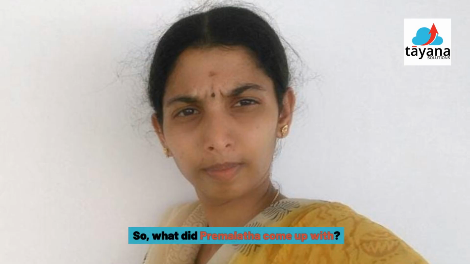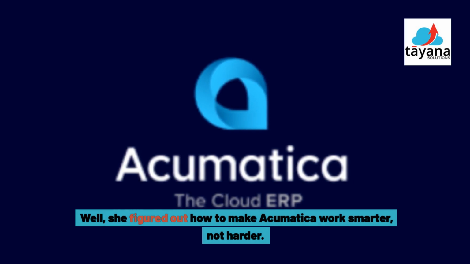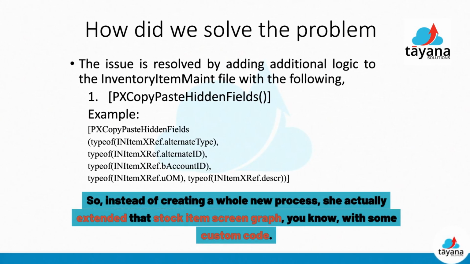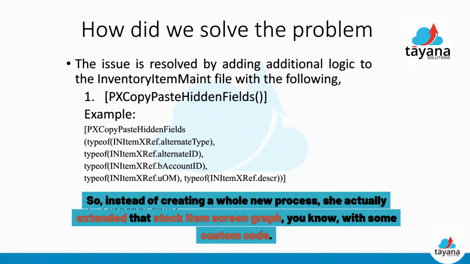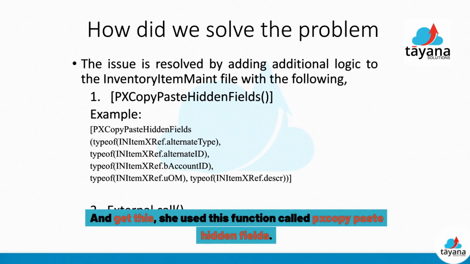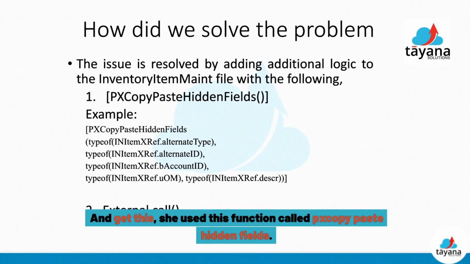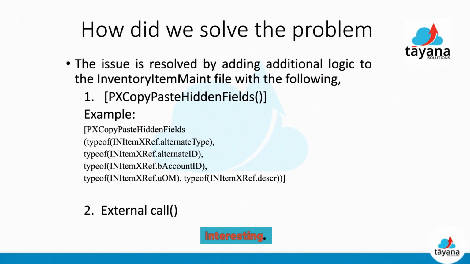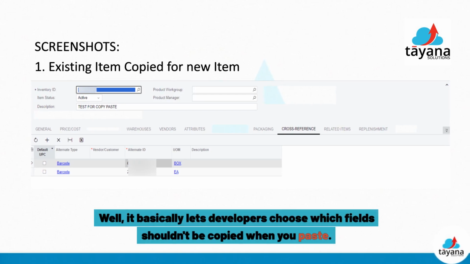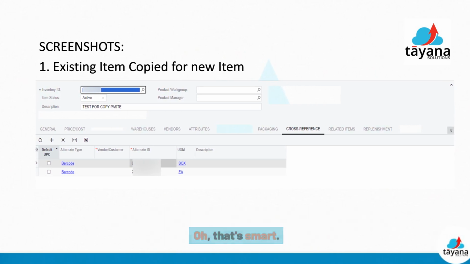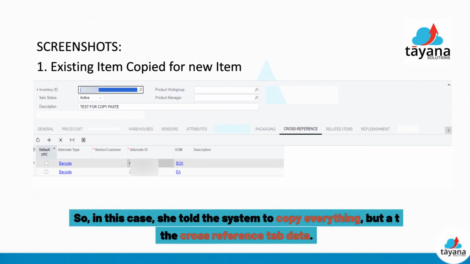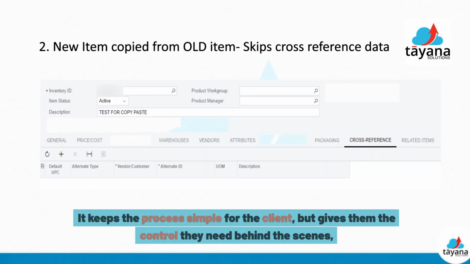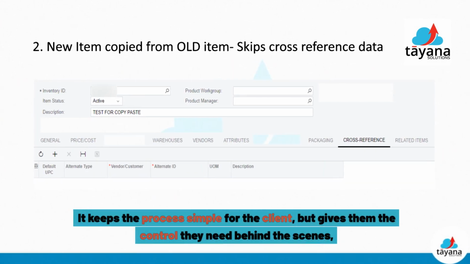So what did Premalatha come up with? Well, she figured out how to make Acumatica work smarter, not harder. Instead of creating a whole new process, she extended the stock item screen graph with some custom code. Okay, I'm following. And get this, she used a function called PXCopyPasteHiddenFields. Interesting. What does that do? Well, it basically lets developers choose which fields shouldn't be copied when you paste. Oh, that's smart. So in this case, she told the system to copy everything except the cross-reference tab data. That's a really neat solution. It keeps the process simple for the client, but gives them the control they need behind the scenes.